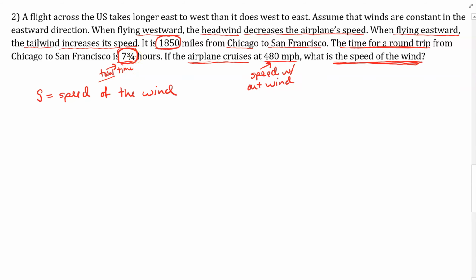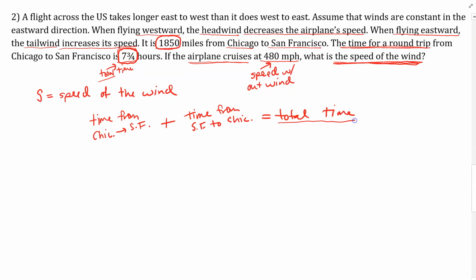And basically, if you add the time it takes to go from Chicago to San Francisco, plus the time it would take to return, time from San Francisco back to Chicago, that would equal the total time, right? If I add up those two different times, that would tell me the total time it took to go round trip, right? This is round trip. And I know that piece of information. I know that it's 7 3/4 hours.